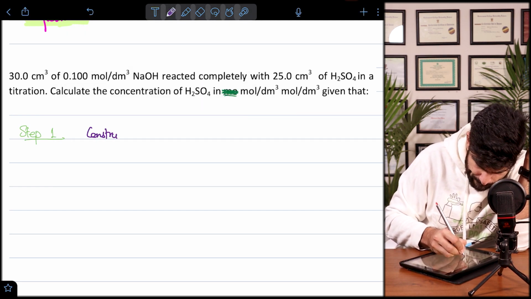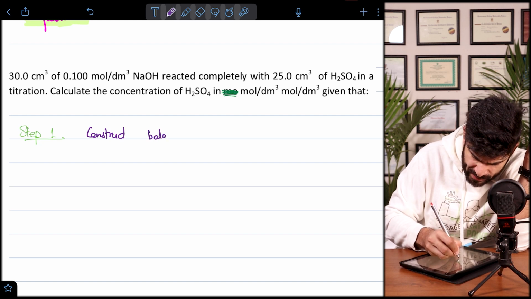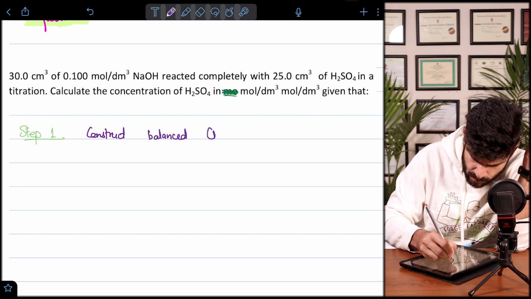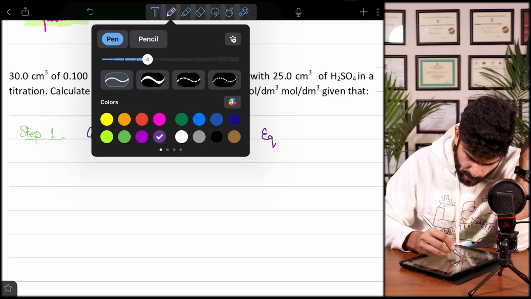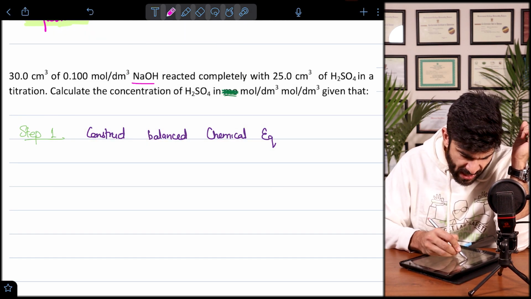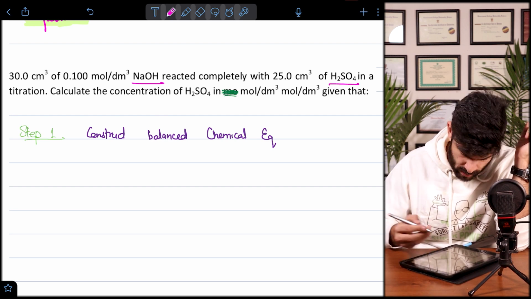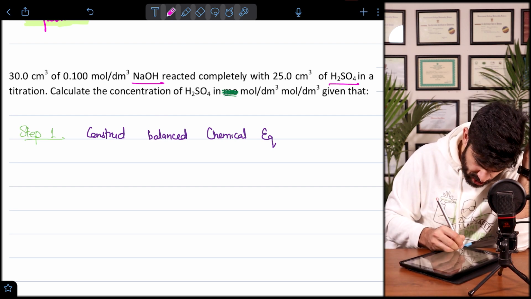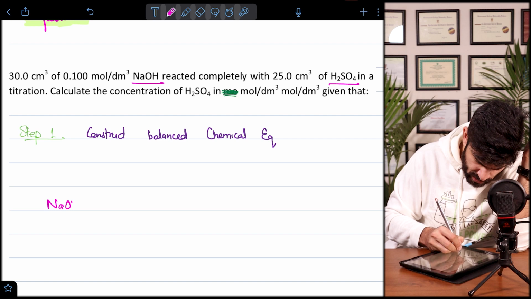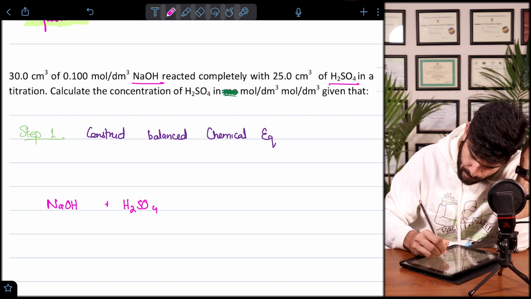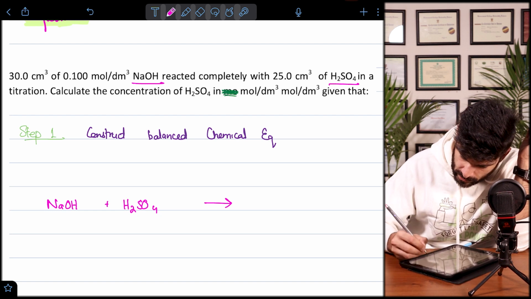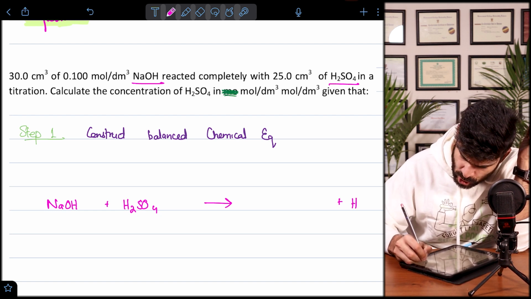Construct a balanced chemical equation. So what do we have here as reactants? We have NaOH and we have H2SO4. This is a simple neutralization reaction. So NaOH plus H2SO4. The answer will be water and a salt.